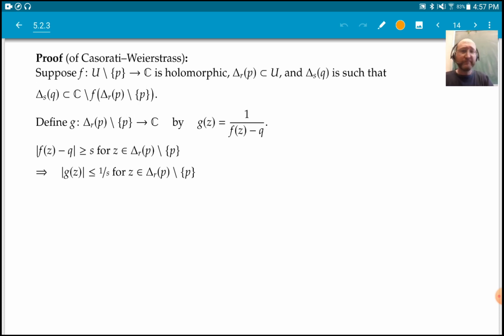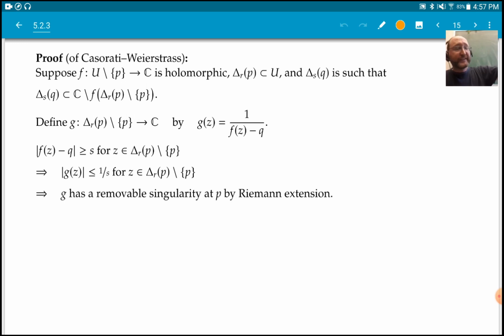If I take 1 over that, that's g. Well, that just says that the modulus of g is less than or equal to 1 over s, right? For all z in this punctured neighborhood, right? So that means it has a removable singularity by the Riemann extension theorem, right? And so we can just assume that g is actually defined on the entire disk, not just the punctured disk, but basically it's defined at P, right? We just extend it, and let's just assume that g is the extension, right?